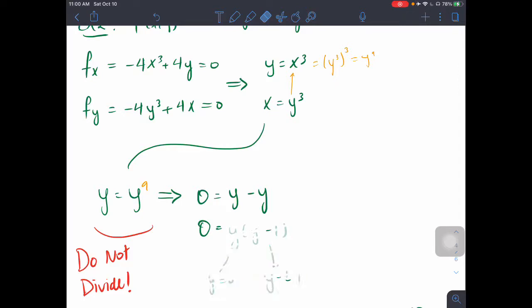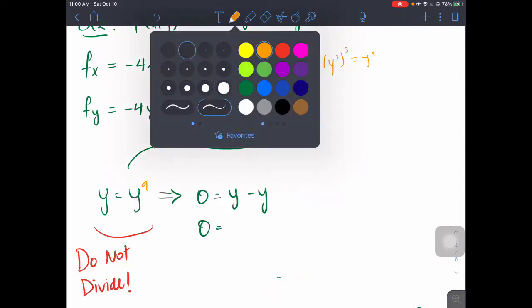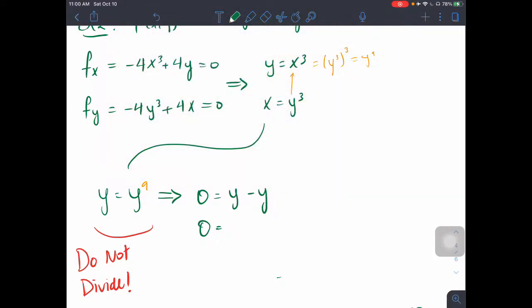Let's just do it all over again right here. No worries. Okay, so it should be to the 9th. And so then I subtract the y on this side. And then if we factor out this y, we get y to the 8th minus 1.